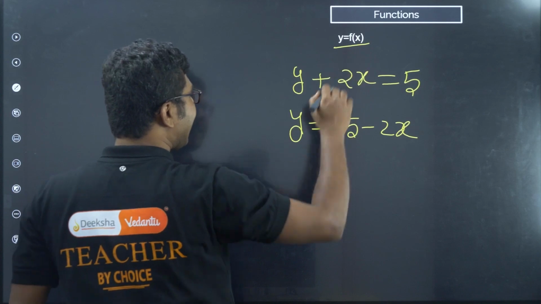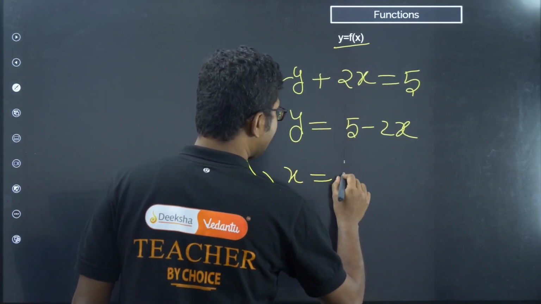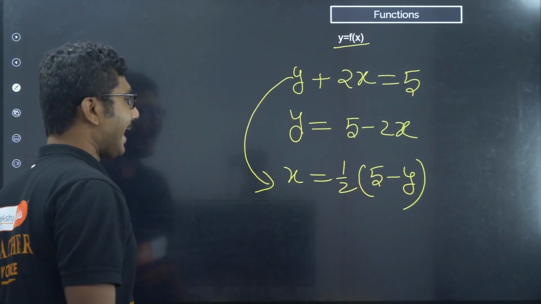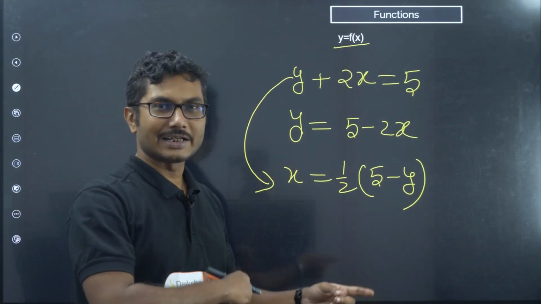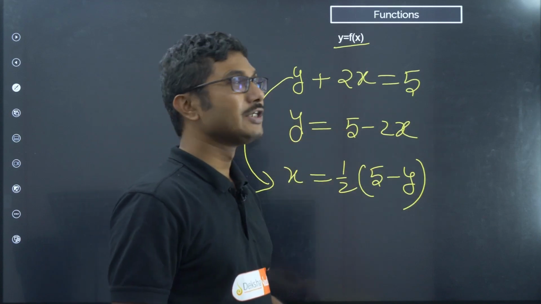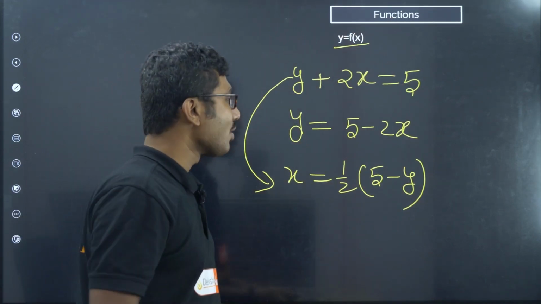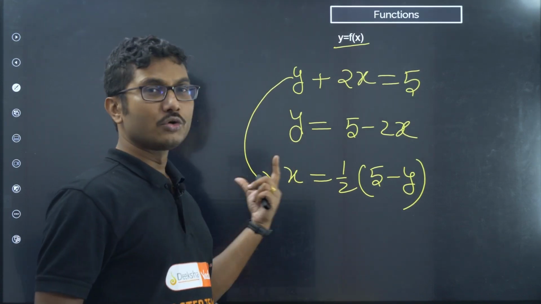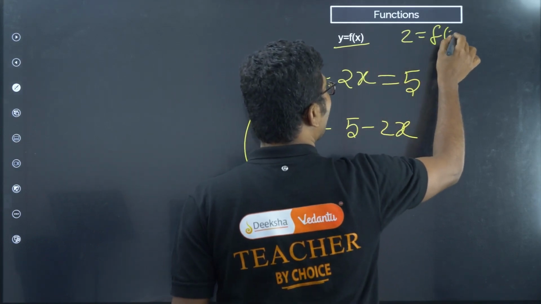Similarly, we can write x as a function of y, right? From this equation we can write x = (5 - y)/2. So this is now x as a function of y. So if two variables are involved, we can easily interchange the variables and write one variable in terms of another. Now this is a basic representation without saying what exactly the equation looks like. In some cases you will see z is a function of x, y.